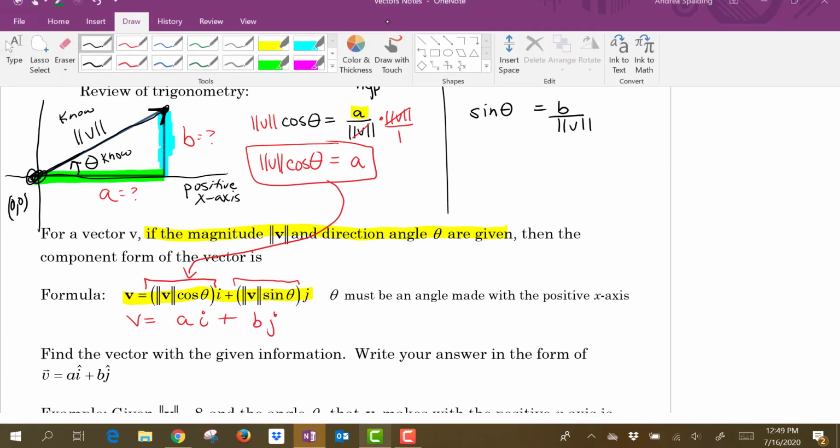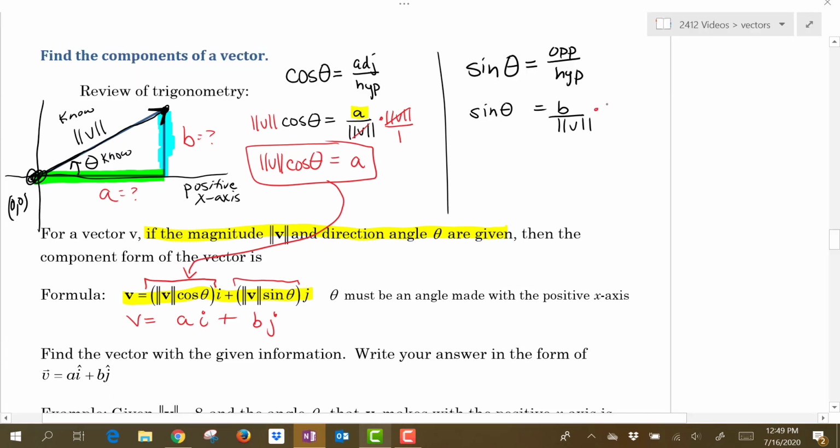Alright, now once again we want to solve for B, so I'm going to multiply both sides by the magnitude of the vector. Cancels out there, and I'm left with B by itself, and on the other side I have the magnitude of that vector times sine theta. So that's how we get that second component, or the number in front of j, to tell us how much we're going to move up and down.